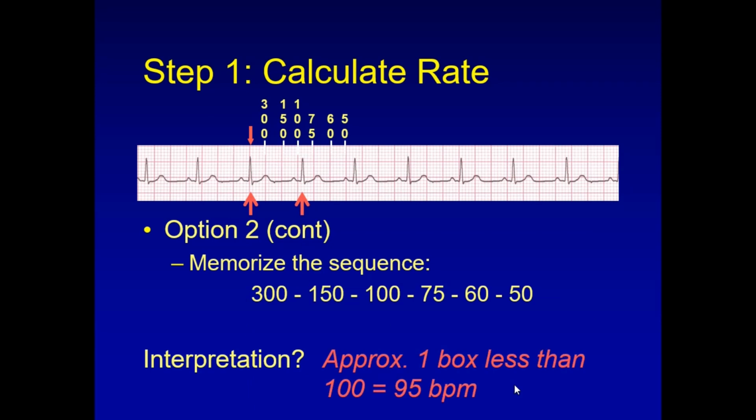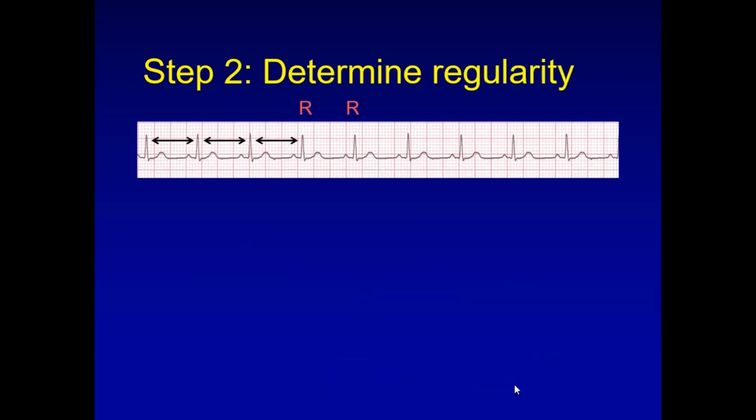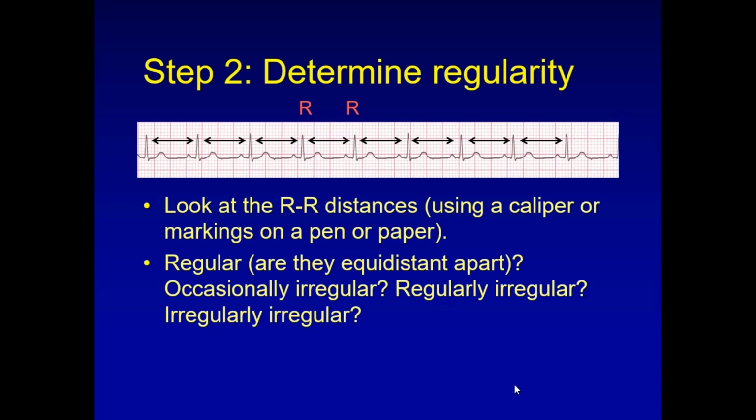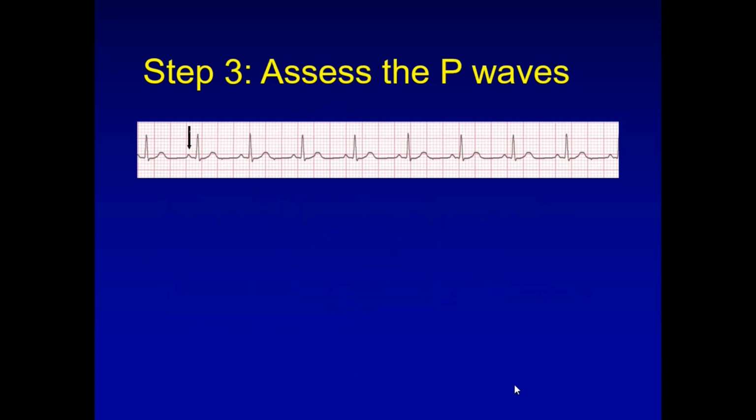Now the second one, determine the regularity. Look at the R distances using a caliper or markings on a pen or a paper. Regular if they are equidistant apart. Occasionally irregular. Regularly irregular. Irregularly irregular. Interpretation for the above strip is regular.